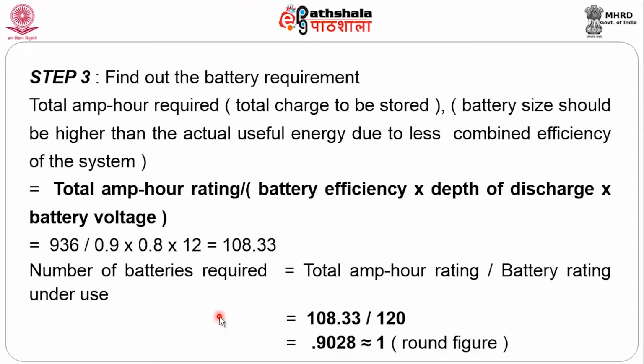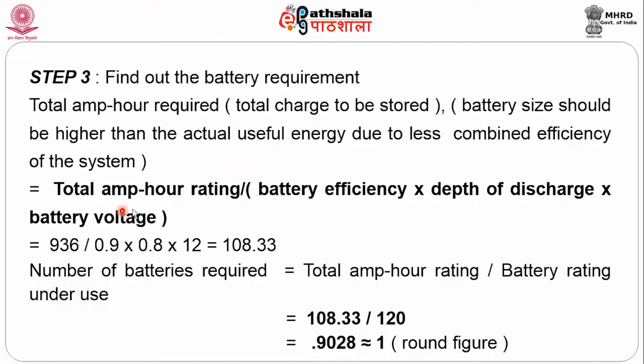And step number 3, find out the battery requirement. We have to have the backup when the power is gone or during the night time. Definitely we need to have the battery to support the lights and fans. Total ampere hour required, total charge to be stored, that is the battery size should be higher than the actual useful energy due to less combined efficiency of the system.